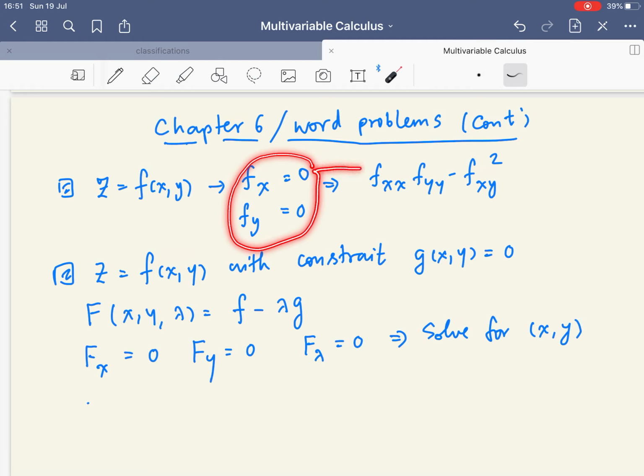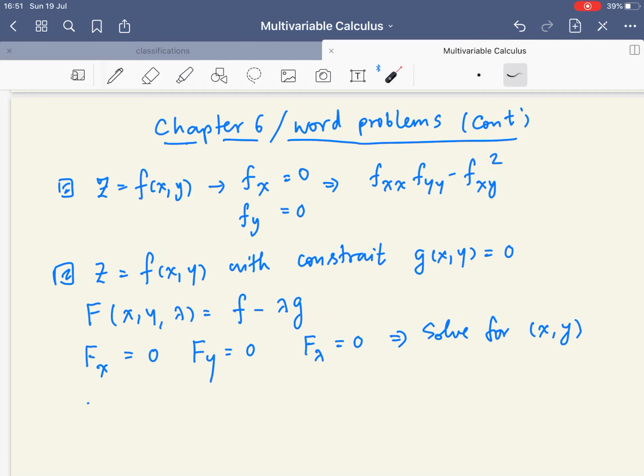After that you are going to test your critical points by using the second derivative test. So you are going to find the second derivative in the same direction, and compare it with the second derivative in the different direction squared, as we told you, to see which one wins and all that kind of thing.